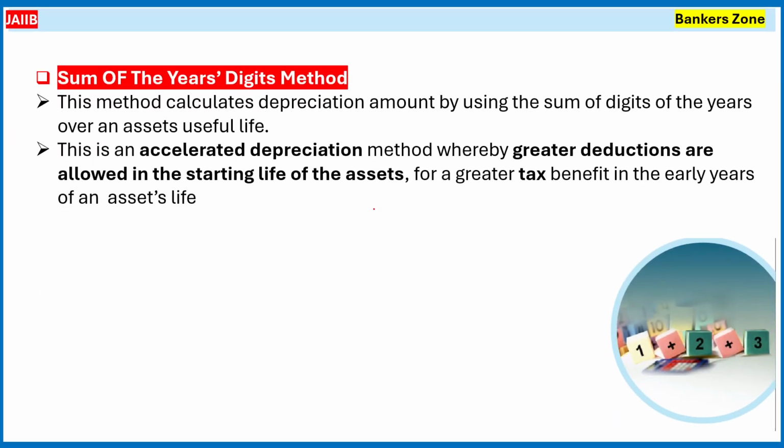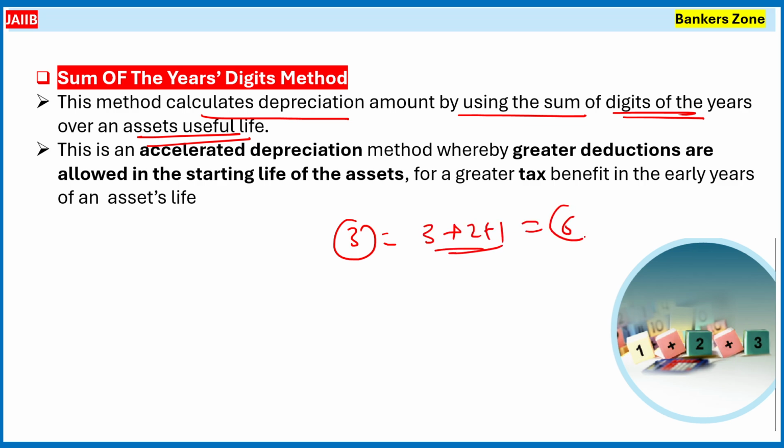Okay, now next is the sum of years digit method. In this method, we calculate the depreciation amount by using the sum of the digits of the years over which the asset can be used. For example, if an asset is used for 3 years, then we will add 3 plus 2 plus 1, and you will get 6. In that way you have to do the calculation.